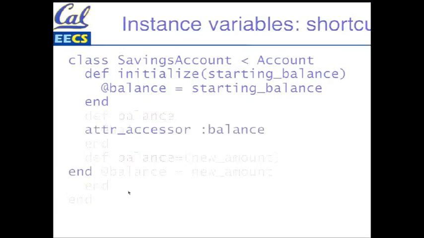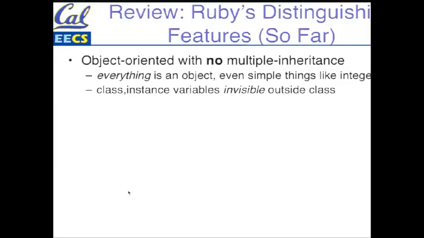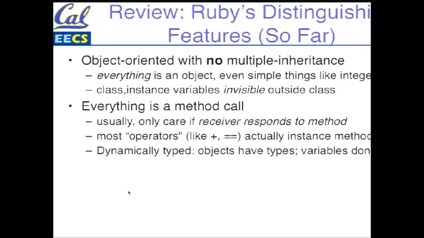OK. So with that in mind, here's where we are so far. Ruby is object-oriented, and there's no multiple inheritance. There's a far cooler thing than multiple inheritance, which we're going to meet shortly, called a mix-in. Everything is an object, and the only way you get things done is by calling methods on those objects. So class and instance variables are invisible outside the class. You've got to call a method to do anything to them. Everything is a method call. And as we'll see over and over again, I'm going to hammer this, you only care if the receiver responds to the method. This is very different from asking, is the receiver the right class or the right subclass? Most of the time, that is irrelevant. The only question is whether it responds to the method, and we're going to use that to do some really, really nice programming.